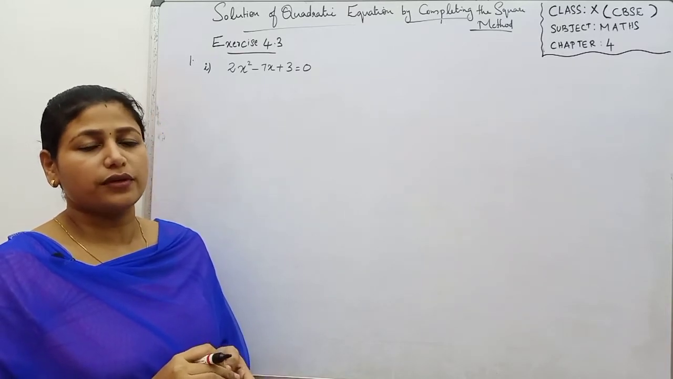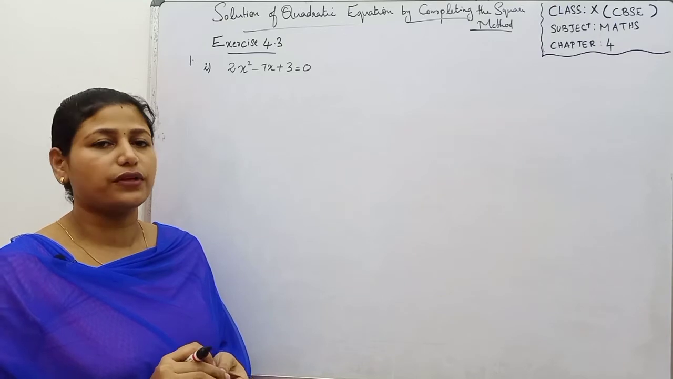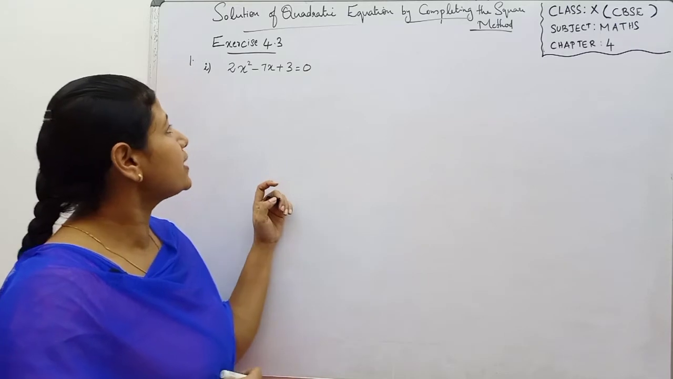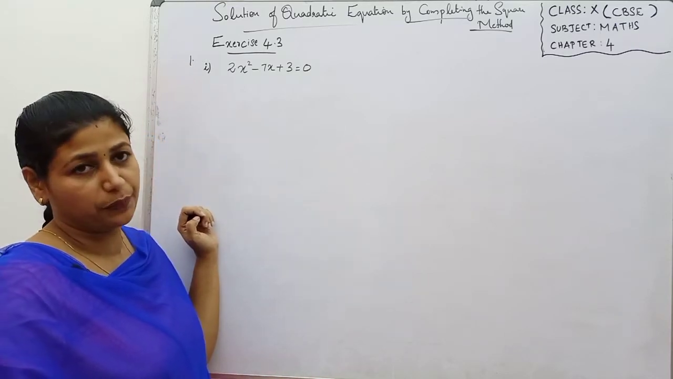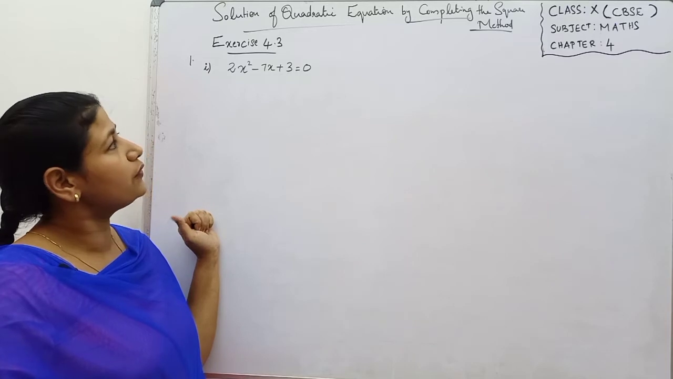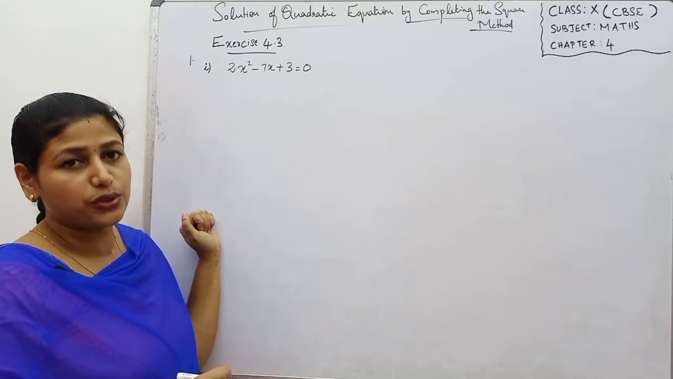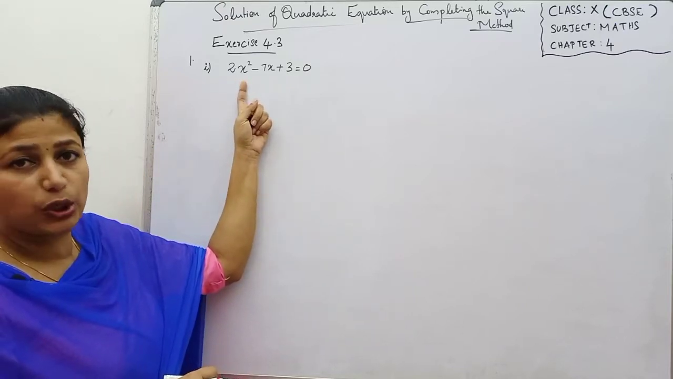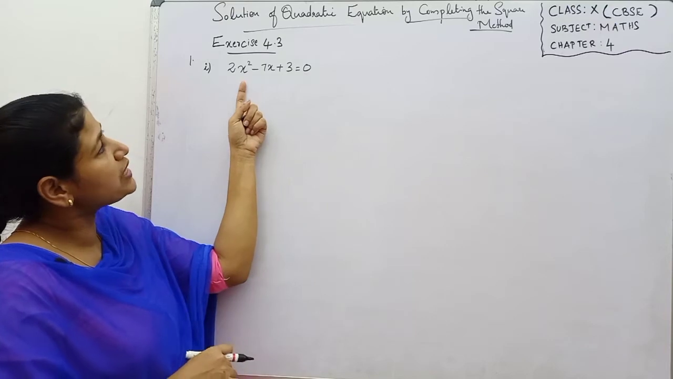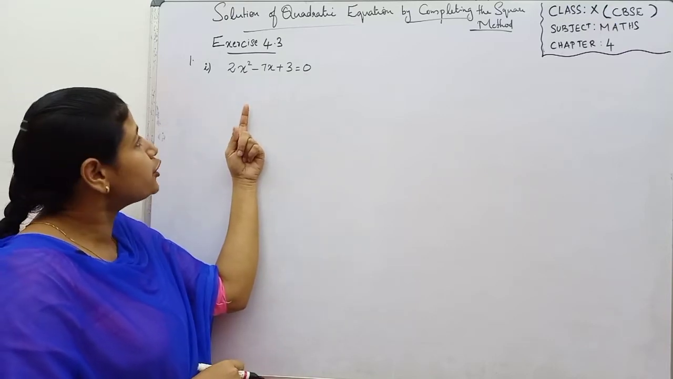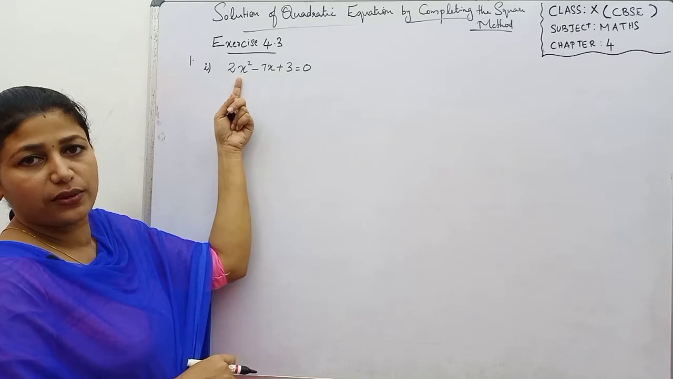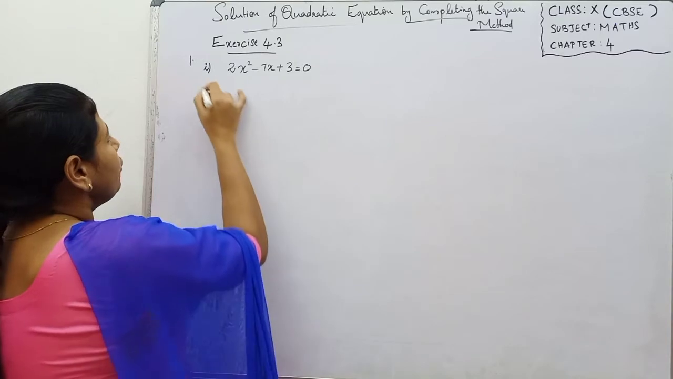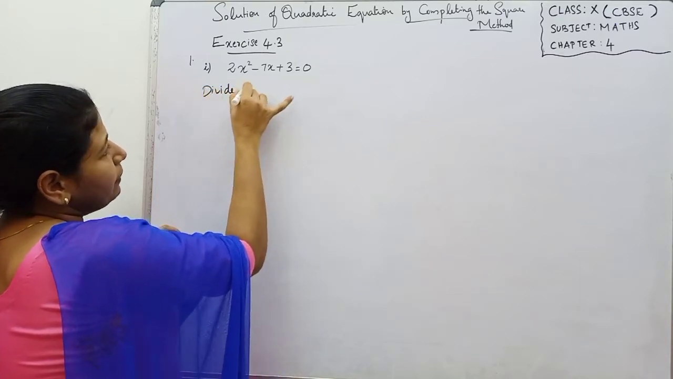The first question, we have to find out the solution of the following quadratic equations using completing the square method. So here is the first question, 2x square minus 7x plus 3 equal to 0. This is of the form ax square plus bx plus c equal to 0, but a is not equal to 1. The coefficient of x square is 2, which is not equal to 1. So first we have to change this equation, making the coefficient of x square as 1. For that, I am going to divide all the terms in this equation by 2. So now we can divide by 2.